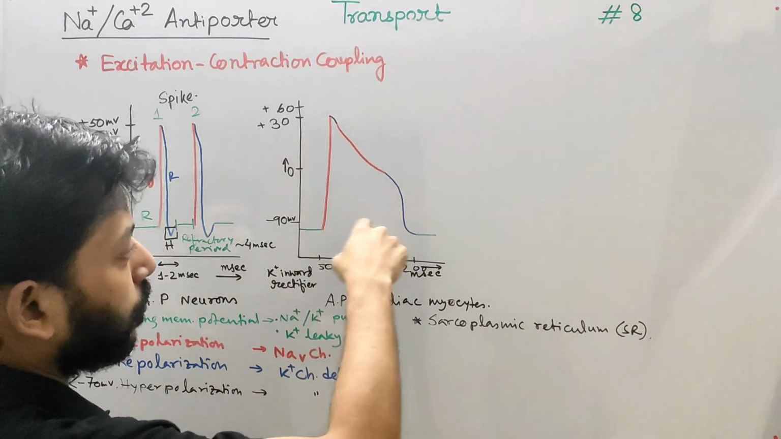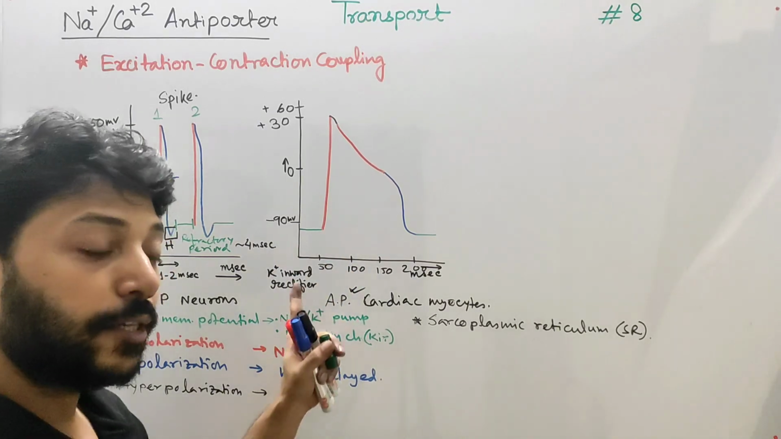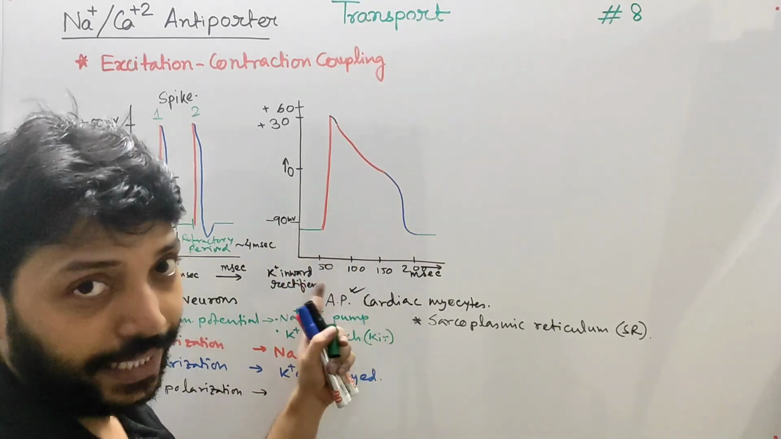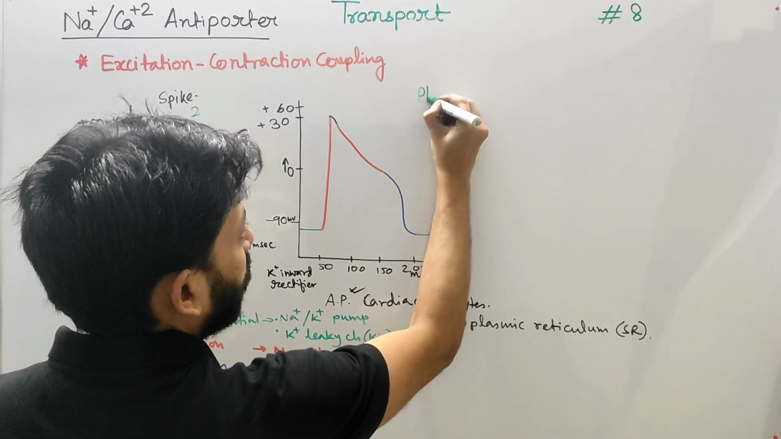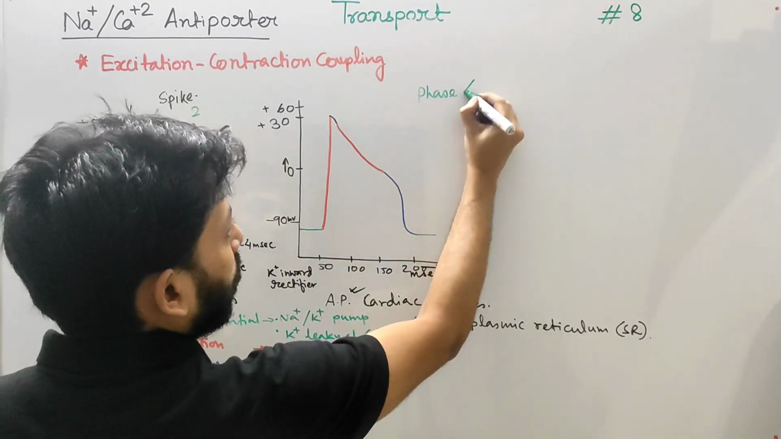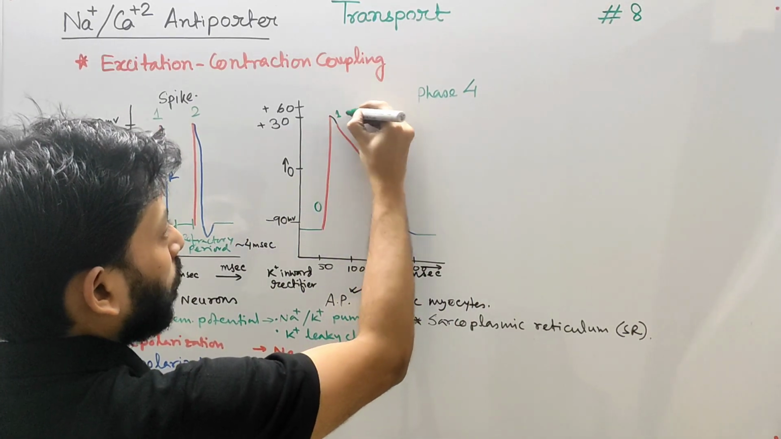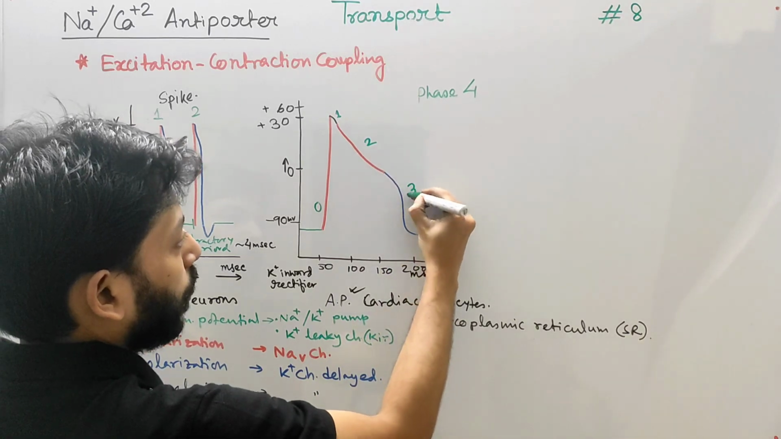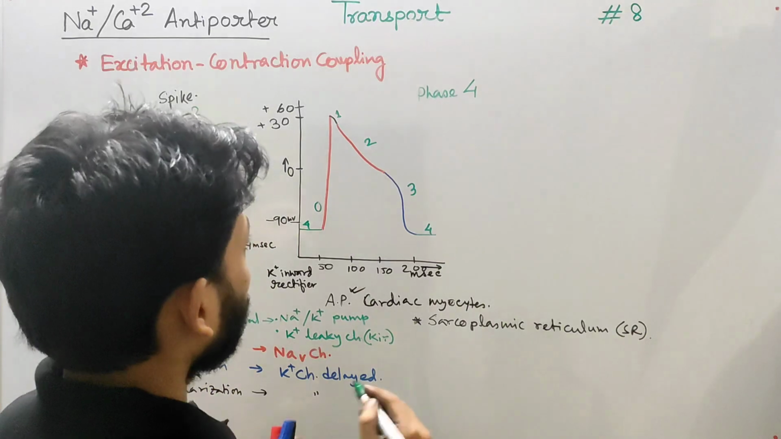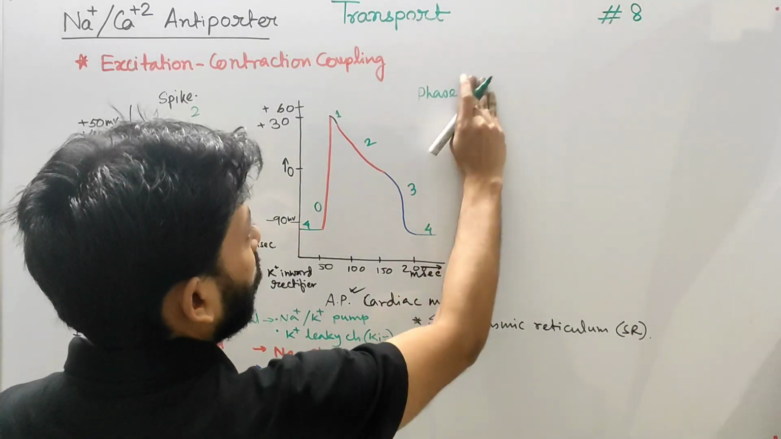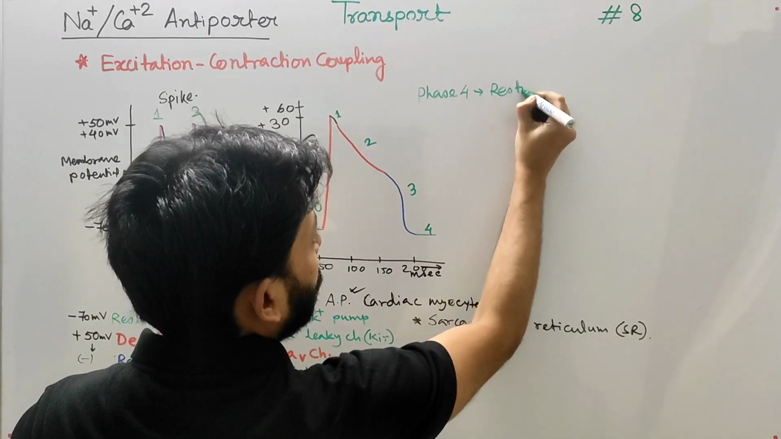Now here also I have drawn different colors. See, basically in cardiac myocytes, the action potential is represented with different phases. So there are 4 phases. Okay, this is the phase 0, this is the phase 1, phase 2, phase 3, and phase 4. This is also the phase 4. Now let me write here. This green, the phase 4, represents the resting membrane potential.